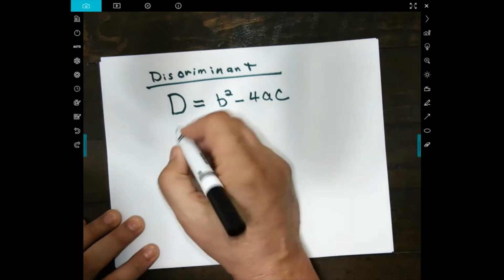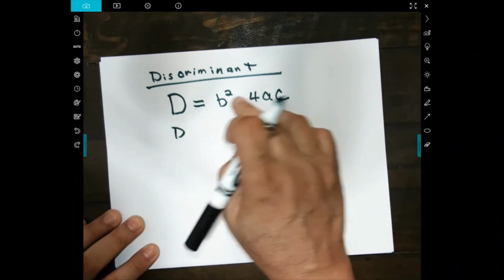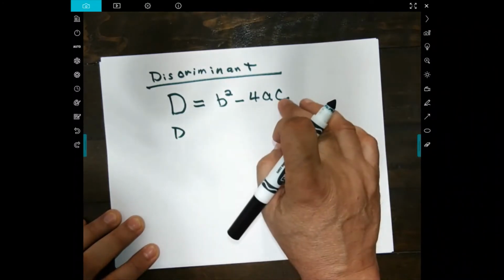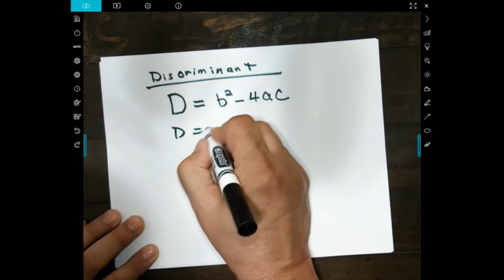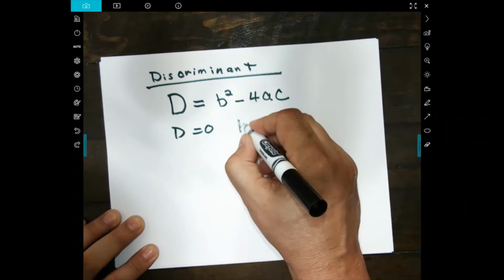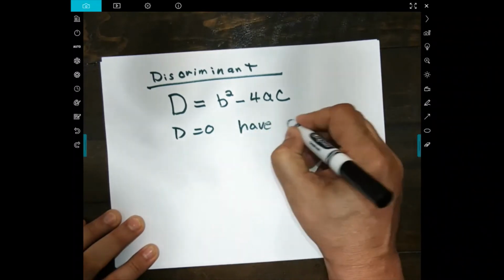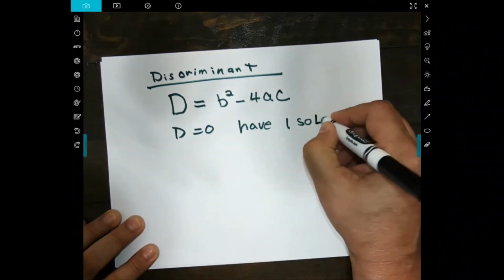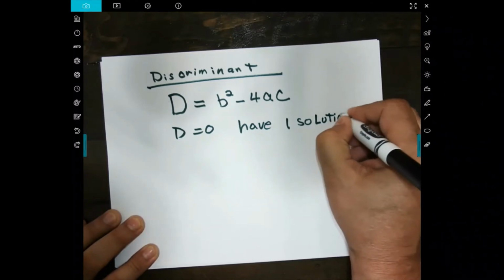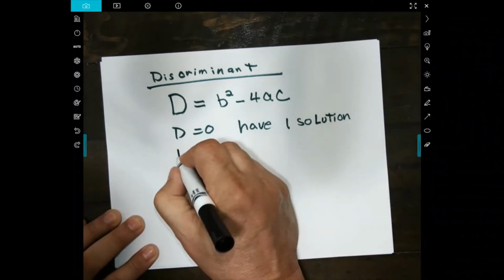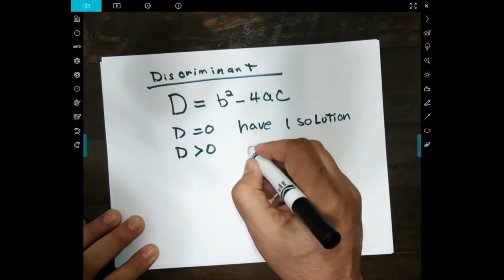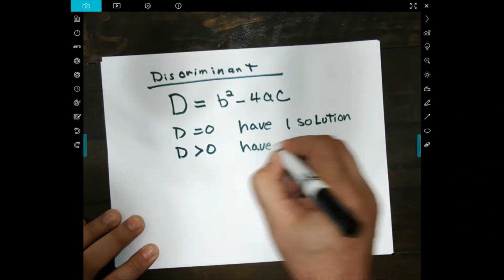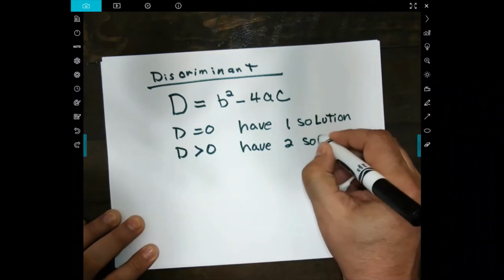If, when we substitute the coefficients of the equation we're considering, we get a D equal to 0, then we have 1 solution. If we have a D that comes out greater than 0, we have 2 solutions.